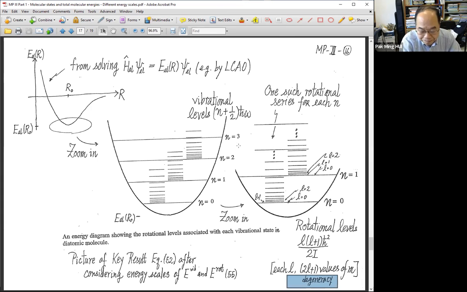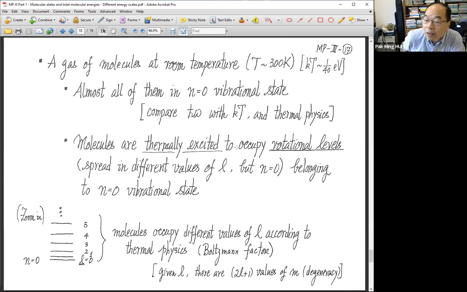So let us move on. I mentioned that room temperature is 1/40 eV, so it is 0.024 eV or so, and usually it is smaller. kT is much smaller than the spacing between vibrational states. So n equals 0, n equals 1, h bar omega is something like 0.1 eV. Now if you use room temperature thermal energy to try to thermally excite something up, the percentage is tiny, tiny, tiny.